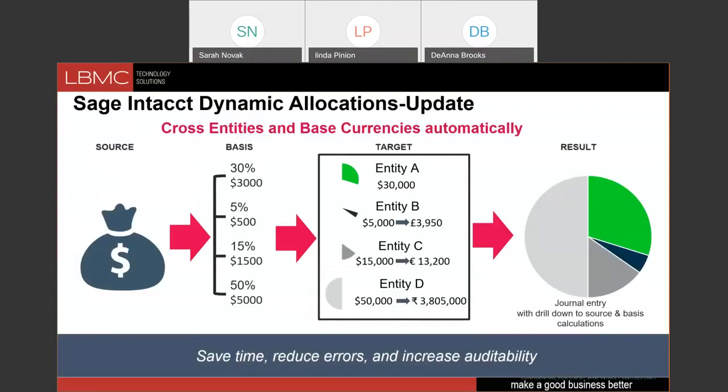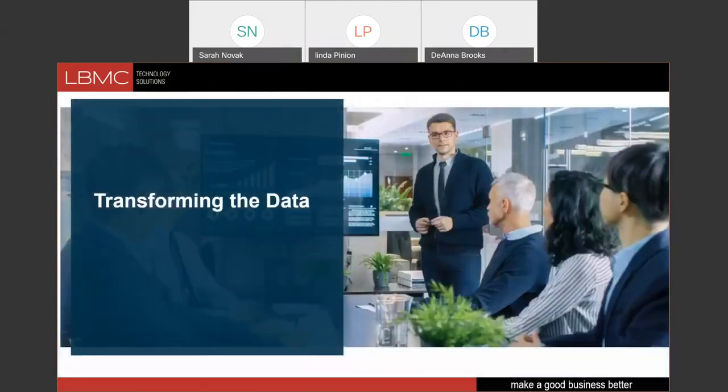Now, a couple things I just want to mention before we close out allocations, and that is that we have made an enhancement in R3 of this year so that now those dynamic allocations can cross entities and base currency. So this may be something that was a limitation to you before when you evaluated dynamic allocations and you kind of held back. This is an update that was done in R3. So again, you may want to come back and revisit dynamic allocations.